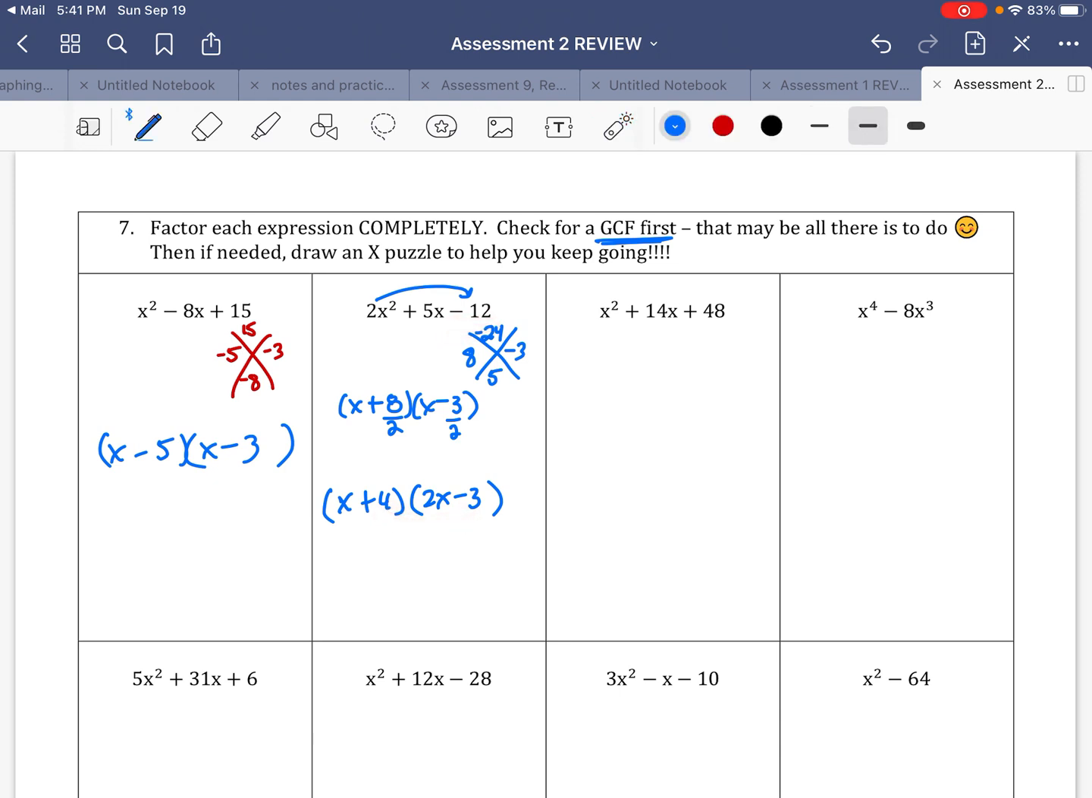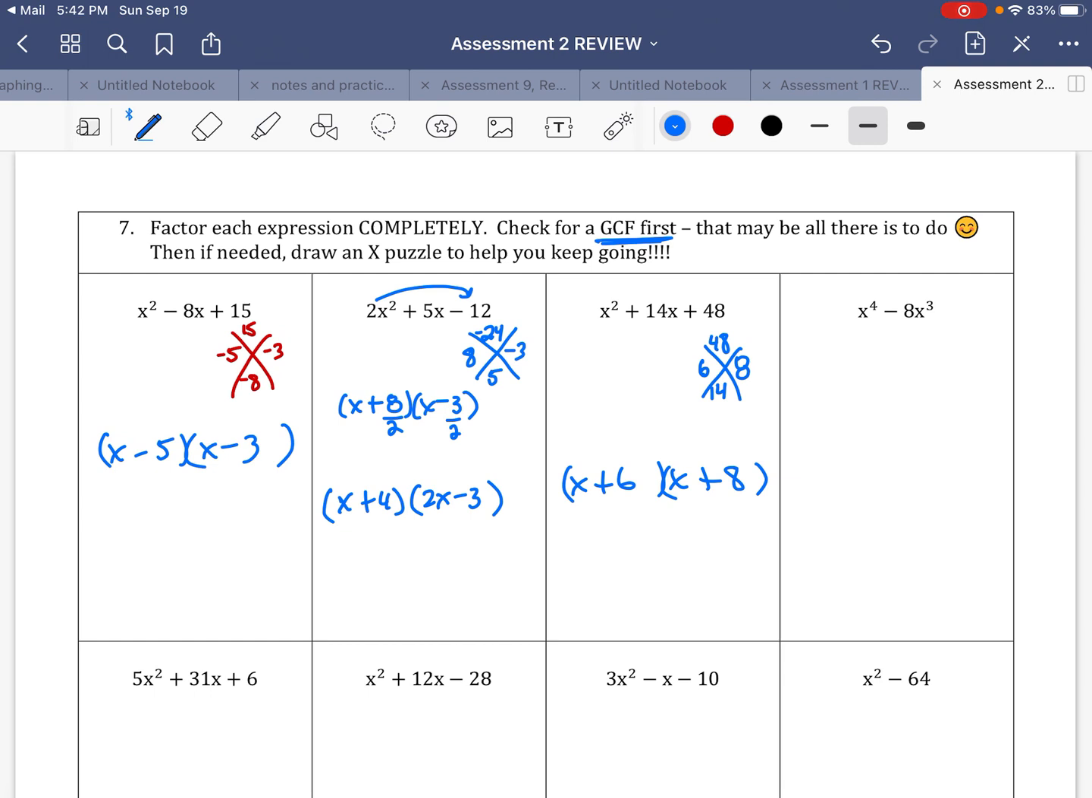All right, this next one has no GCF, so we're just going to go ahead and put our puzzle, 48 and 14. We're going to be using 6 times 8 makes 48, and also adds to 14. All right, so we're done. The leading coefficient is 1, so (x + 6)(x + 8). If you want to, you can imagine that you're dividing by 1, but it doesn't change anything.